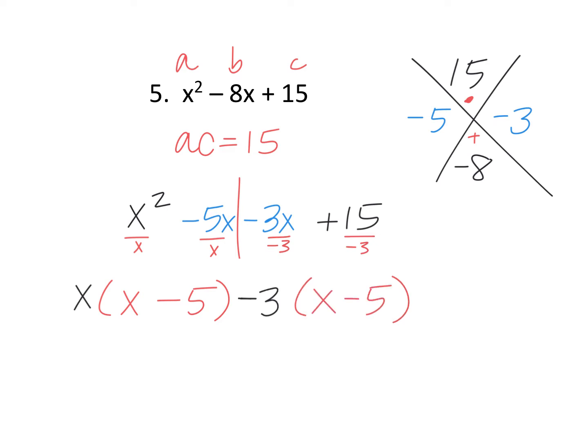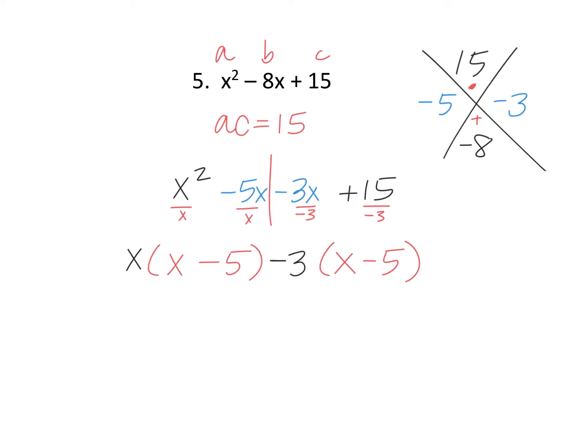Those match, so huzzah, you did it right. Put your GCFs together. It's x minus 3. Your other parentheses is the one that is the same, so x minus 5. Okay.